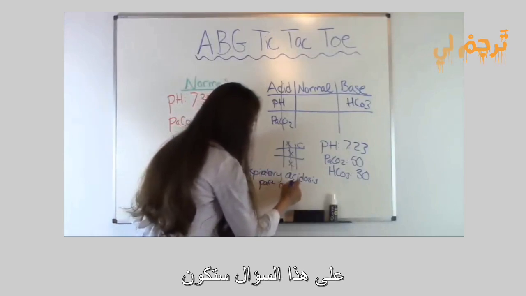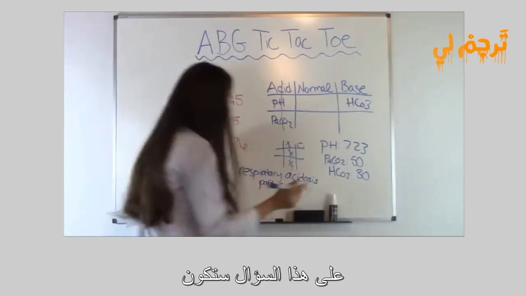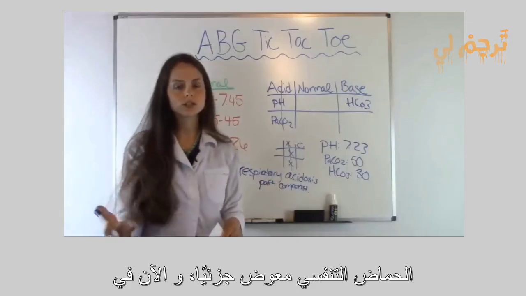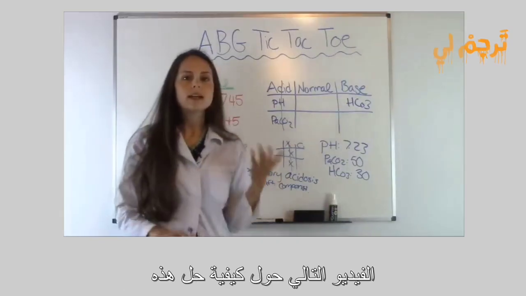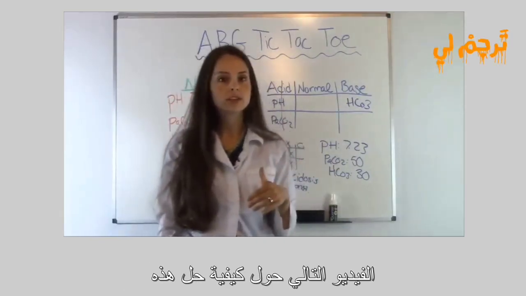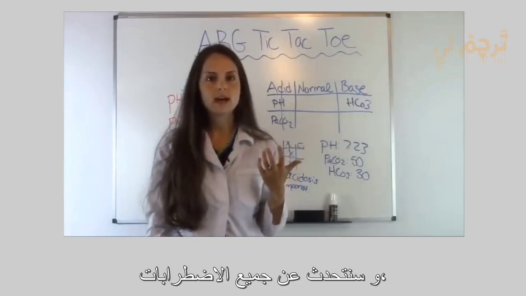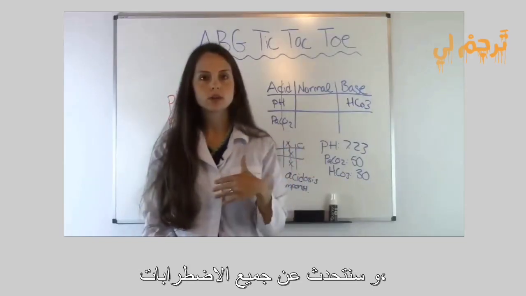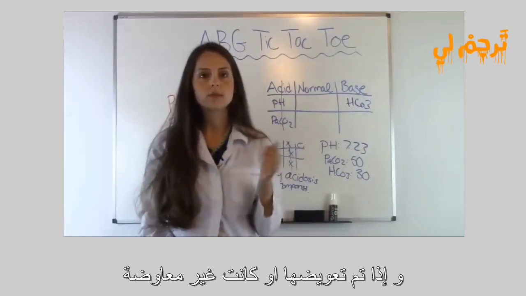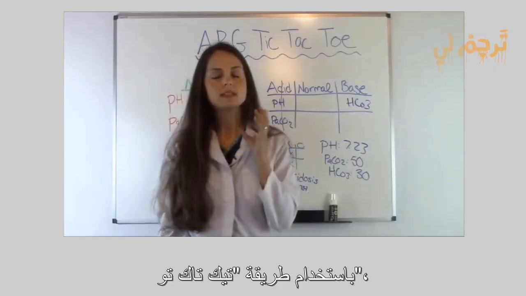So your answer to that question would be respiratory acidosis, partially compensated. Now in my next video on how to actually work these problems, we get a little bit more in depth. We talk about all the disorders and if they're compensated and uncompensated using the tic-tac-toe method. It's very easy.